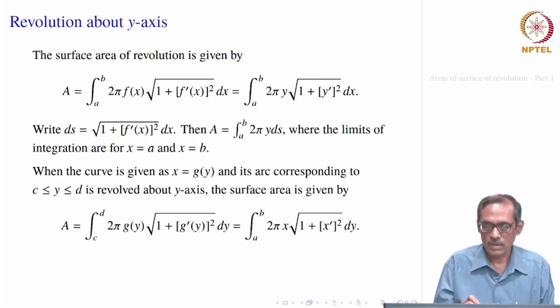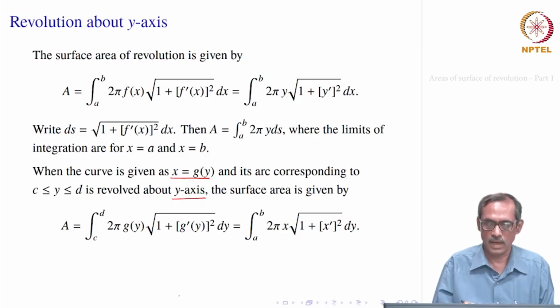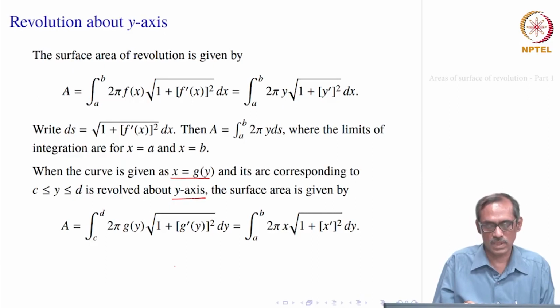Now, suppose instead of the x axis, the same curve is revolved about the y axis. In that case, we express the function as x as a function of y, and say y varies from c to d. So, the same curve is expressed as x equal to g of y, where y varies from c to d. Again we assume that g of y is greater than or equal to 0, so that the whole curve is in the first quadrant. In the x direction it is greater than or equal to 0, in y also it is greater than or equal to 0.